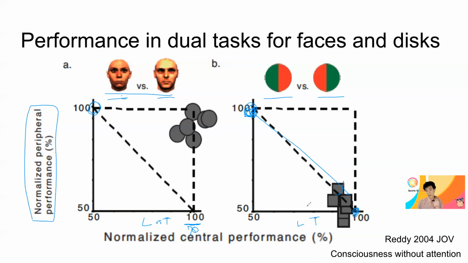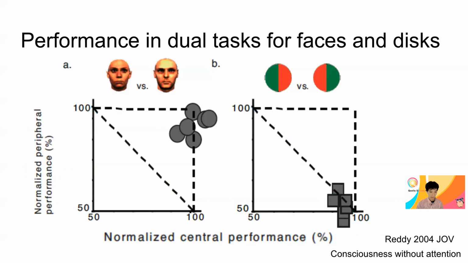And many experimenters usually ask subjects to prioritize this central task. So that's why you tend to see the clusters of the performance on the bottom right. But if they ask subjects to prioritize this one, then it would probably go up onto here. And if they divide the task, it's divided attention here. And in the case of the face task, regardless of the instruction on how to divide attention, most likely it's always around here.